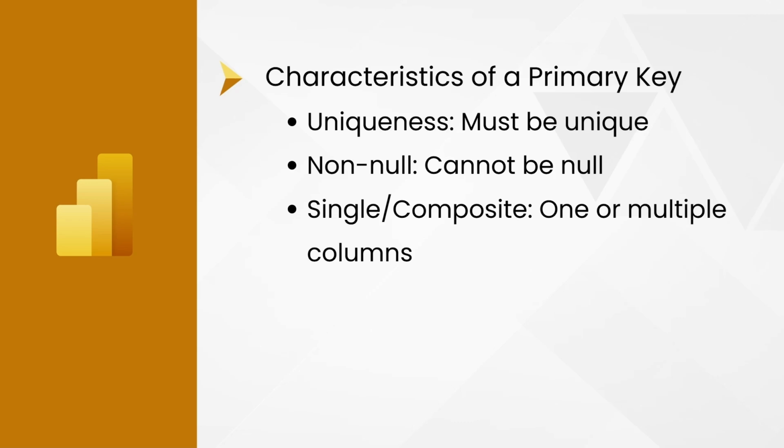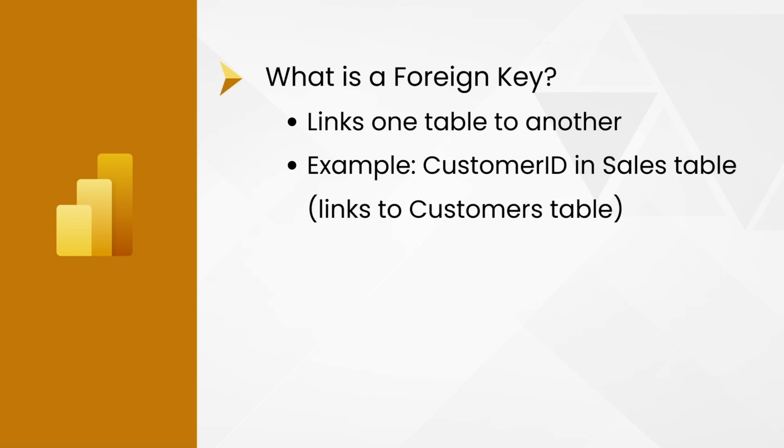In Power BI, when importing data from a database, the primary key often appears as an identifier column in tables, helping maintain accurate records and establishing table relationships. Now that we understand primary keys, let's look at foreign keys. A foreign key is a field in one table that refers to the primary key in another table. This creates a connection between two tables and allows data from one table to be used in the context of another table. For example, if we have a sales table with a customer ID field, that customer ID might be a foreign key pointing to the customer ID in the customers table.